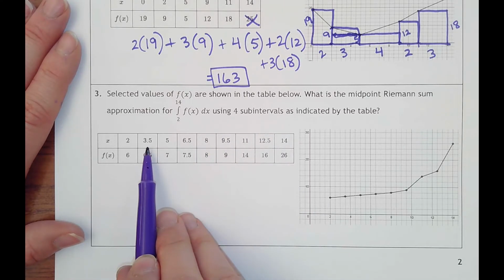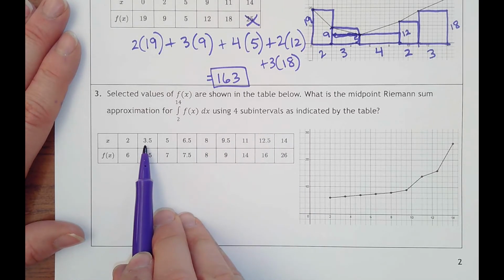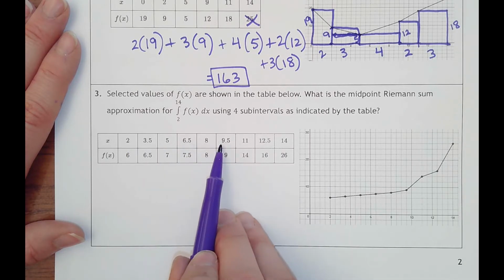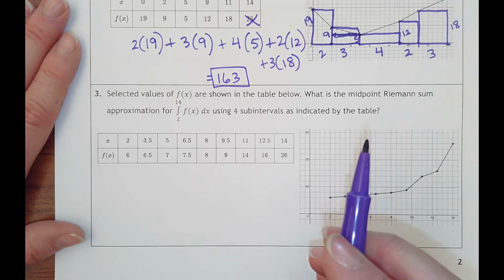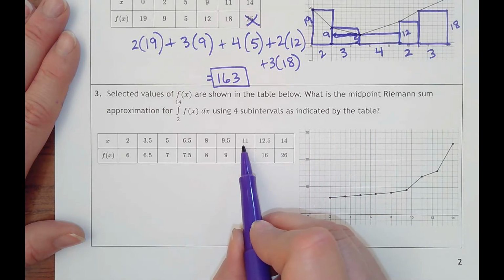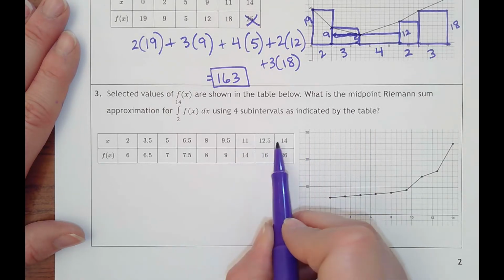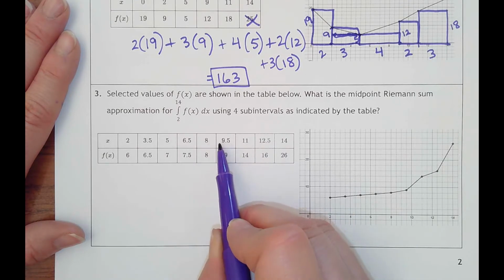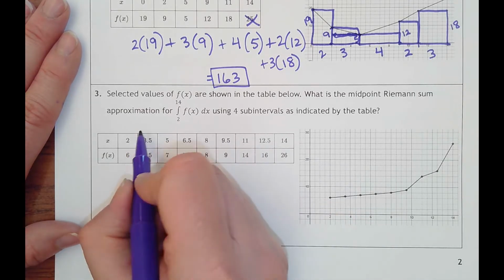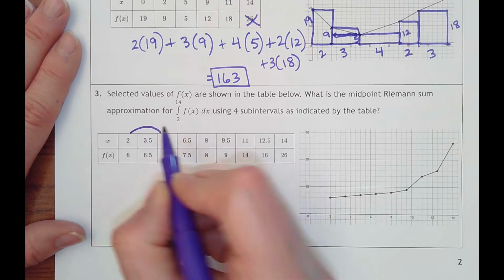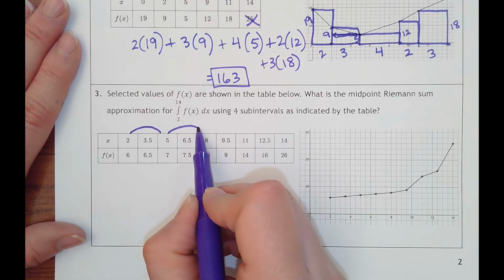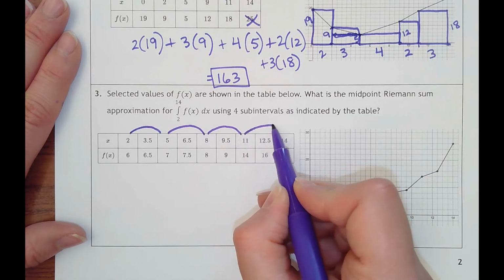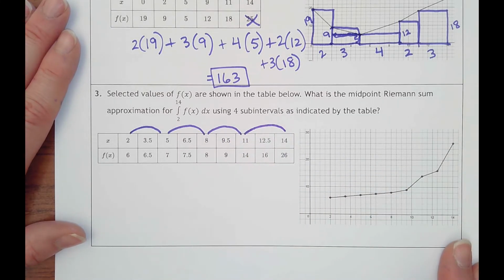And so I like this, that it tells you at 3.5 that is in the middle, and 6.5 is in the middle, and 9.5 is in the middle, and 12.5 is in the middle. Because you could average these and say, okay, well, this is 25, half of 25 is that, half of 19 is 9.5. And so my intervals are here to here, here to here, here to here, and here to here. That would be my 4 sub-intervals.